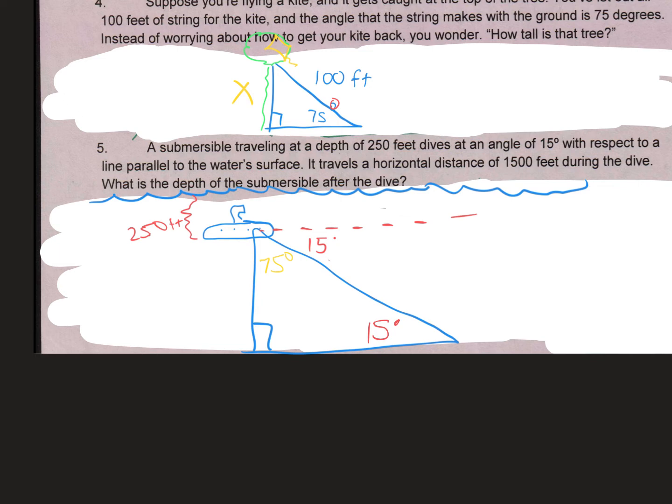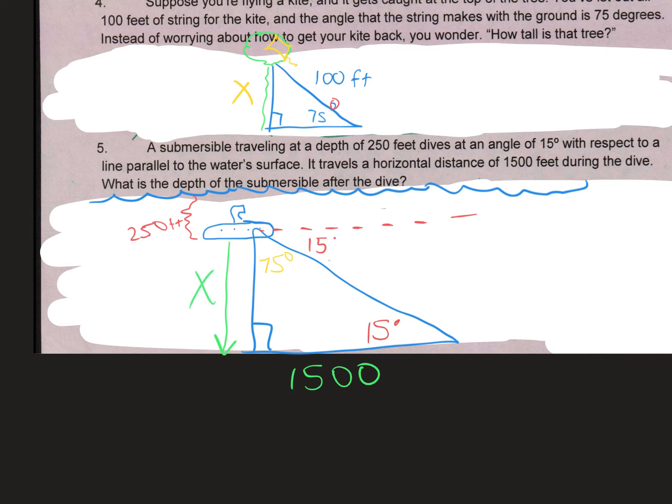It says it travels a horizontal distance. That's a major piece of information. What is that telling me? 1,500, right? What is the depth of the submersible after the dive? So given your triangle, they're asking for the depth, which is what? The height, right? You guys agree with me? So, Mikey, here's your question.